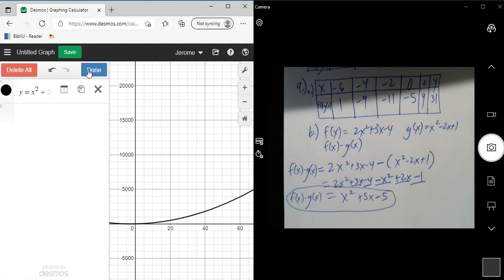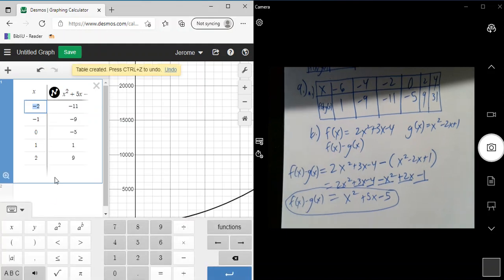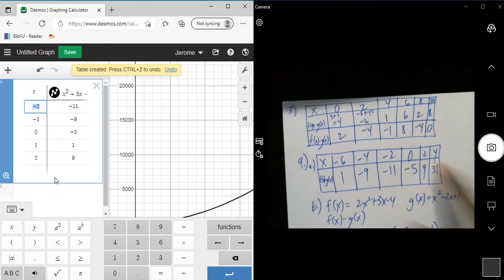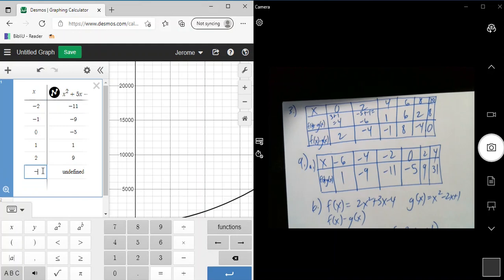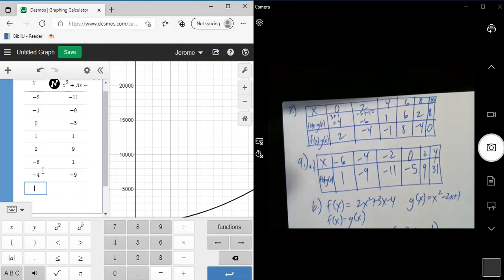We click on this wheel here and click the table. So all we need to do now with this table here is just type in these values. We have the 0 and 2. 0 is -5 and 2 is 9. But now we need the -6, the -4. Oh, we also have the -2. And then we have the 0. And now we have 4. So all of these answers check out.